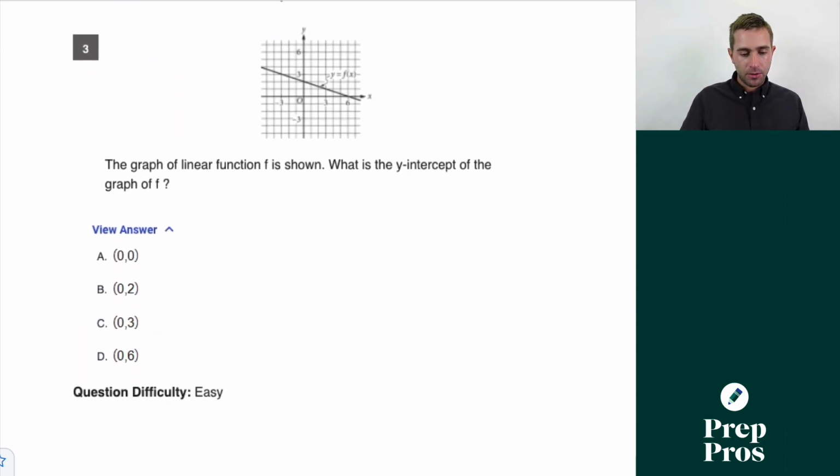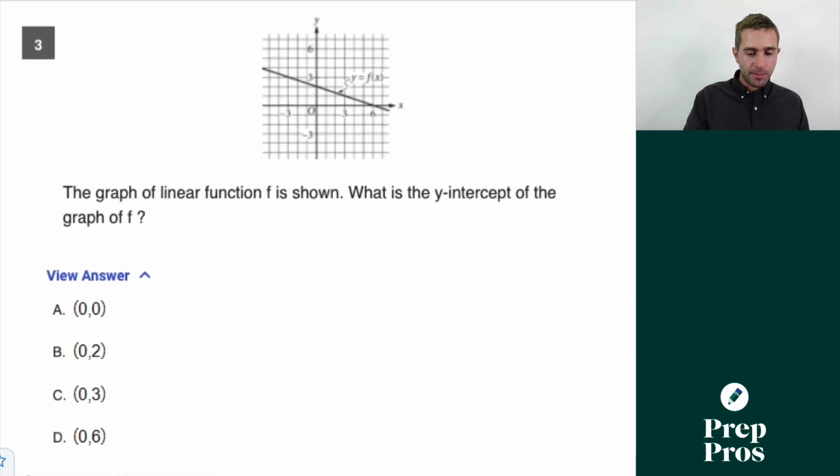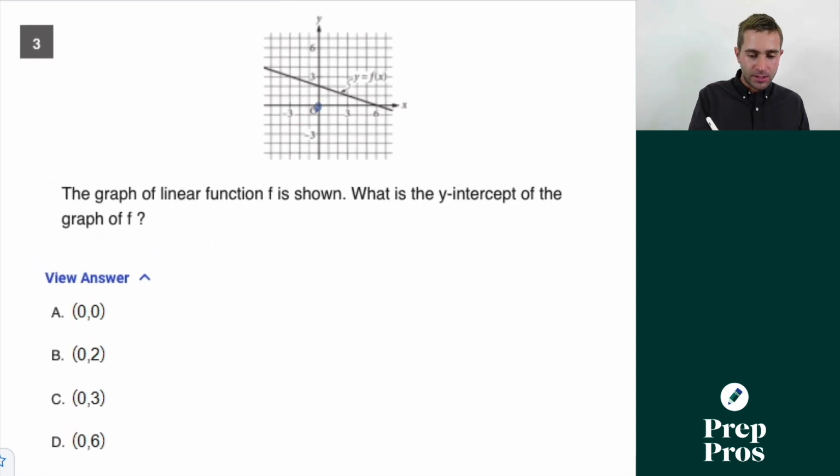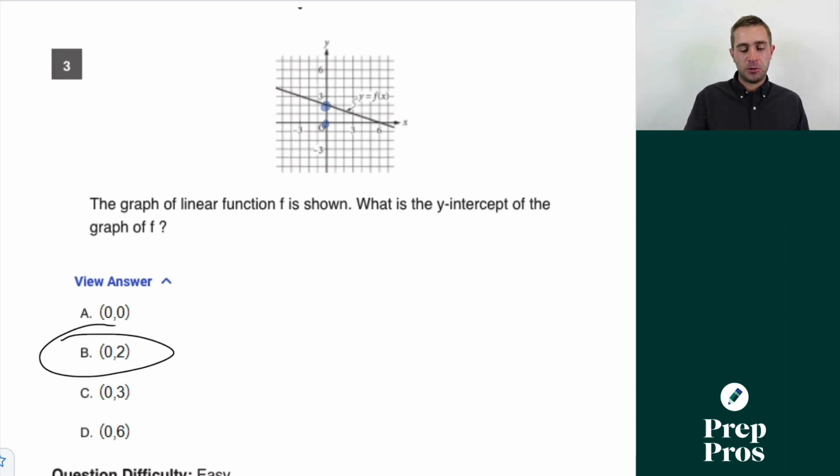All right, question number 3 here. The graph of the linear function f is shown. What is the y-intercept? Well, the y-intercept is where our x value is 0, so that's going to be right here. Not the greatest screenshot here from this test, but that's going to have to be at (0, 2).